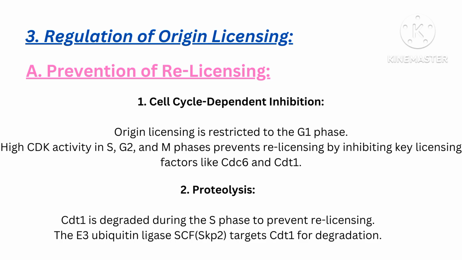3. Regulation of origin licensing. A. Prevention of relicensing. 1. Cell cycle dependent inhibition. Origin licensing is restricted to the G1 phase. High CDK activity in S, G2, and M phases prevents relicensing by inhibiting key licensing factors like CDC6 and CDT1.